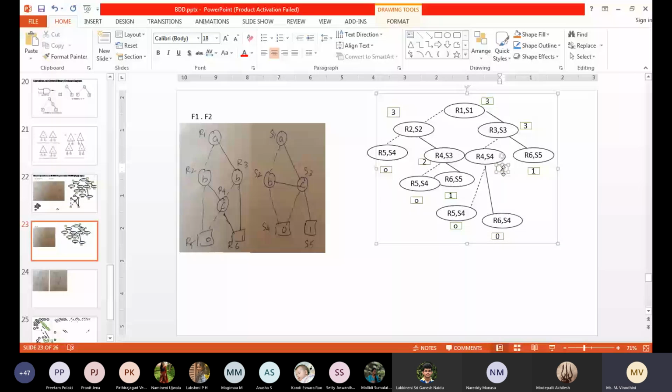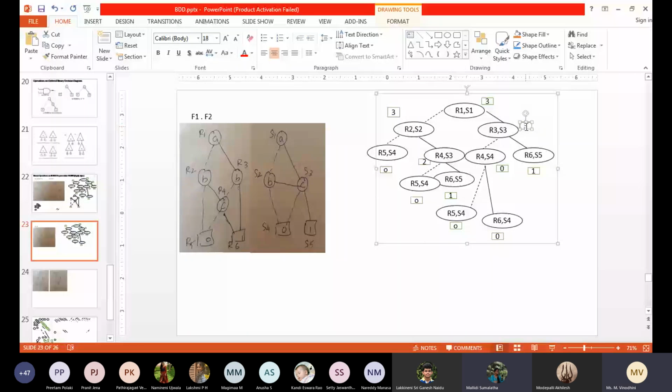Sumalata, you were telling, no. Answer. R4 S4. R4 S4. 0. So now what is this? R3 S3 is 2, ma'am. Okay. Now what will be this? R1 S1? 4, ma'am. 4.